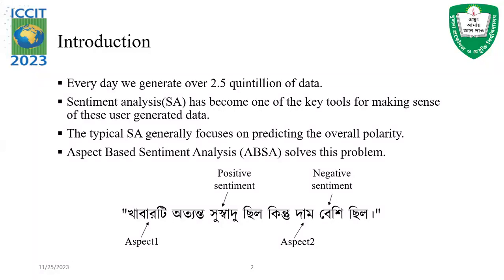Let's consider a review: খাবারটি অত্যন্ত সুস্বাদু ছিল কিন্তু দাম বেশি ছিল. Here, Khabarti and Dam are two aspects, and the sentiment towards Khabarti is positive, and the sentiment towards Dam is negative. So, if we predict the overall polarity, that is less meaningful. Solving this problem, ABSA emerges as a sophisticated technique for analyzing the review, not just for overall feedback, but also on an aspect level, and that is more meaningful.